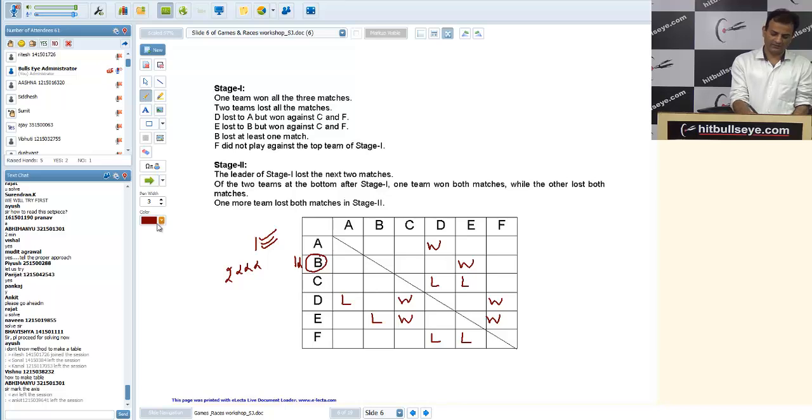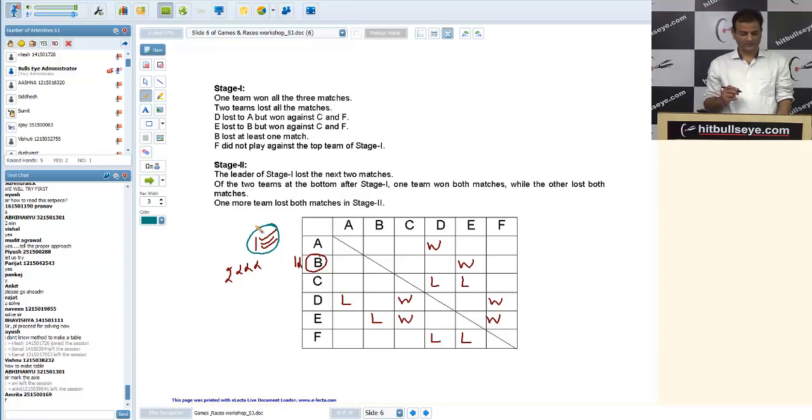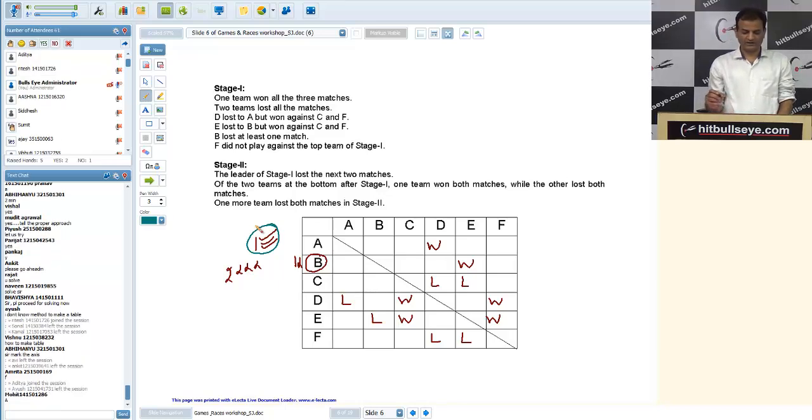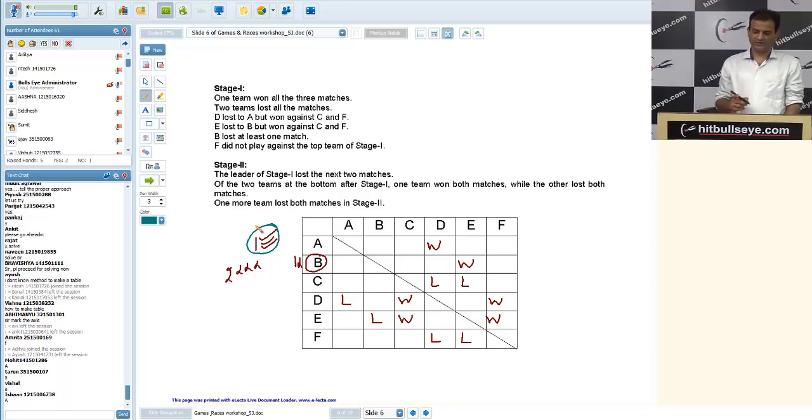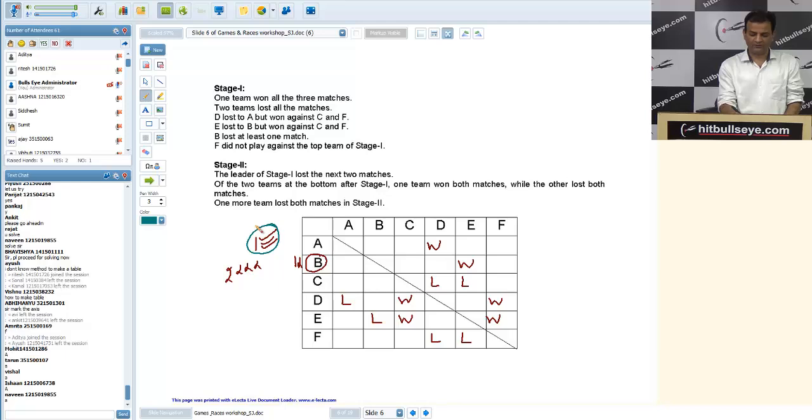Here it is given, students, that one team won all the 3 matches. Who can be that team? A can be that team because B has to lose one match at least, and every other team has won and lost. So A will win all the 3 matches and B has to lose one match.